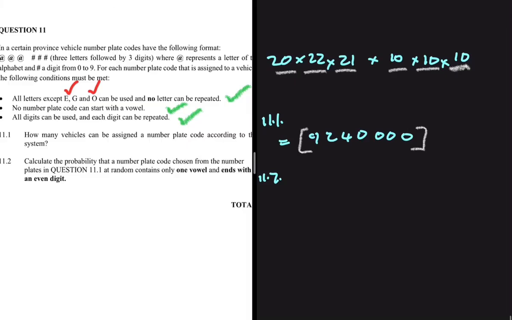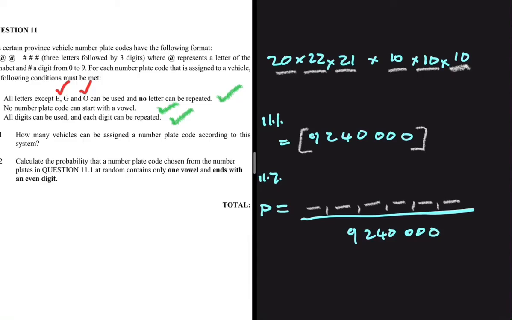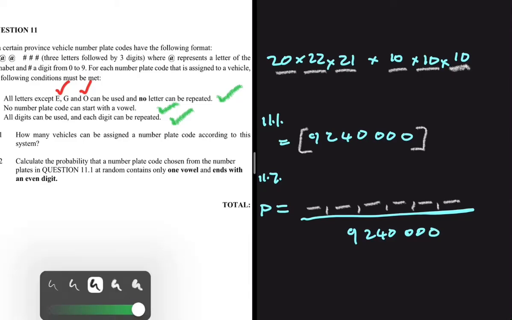Let's look at 11.2. We are asked to calculate the probability that a number plate code chosen from the number plates in question 11.1 at random contains only 1 vowel and ends with an even digit. So let's go ahead and have our spaces. So the probability will be equal to 1, 2, 3, 4, 5, 6 positions, and then we can divide all that by the sample space, which is 9,240,000.